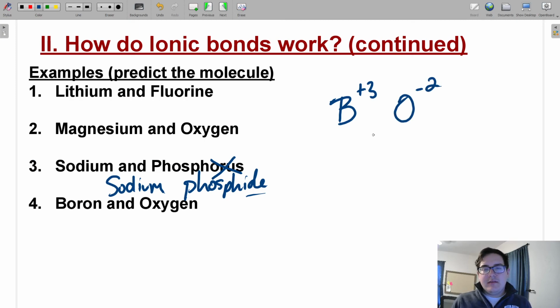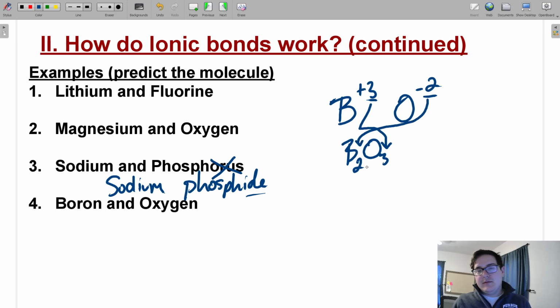So when these come together, we are going to crisscross just like we did before. You got boron, we have oxygen. This 2 is going to come down here. This 3 is going to come down here. Oh, U-turn there. There we go. So we got B2O3, and this would be boron oxide.